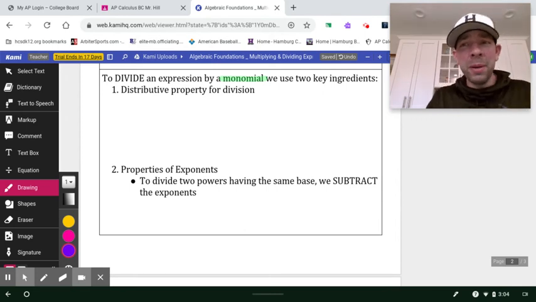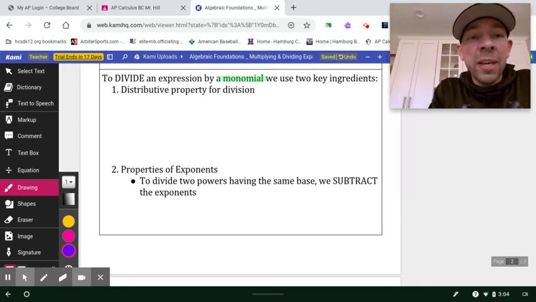You're like, wait a minute. I know the distributive property. I've only seen it applied to multiplication. Well, there is kind of a counterpart that we use for division. So it would look like this.